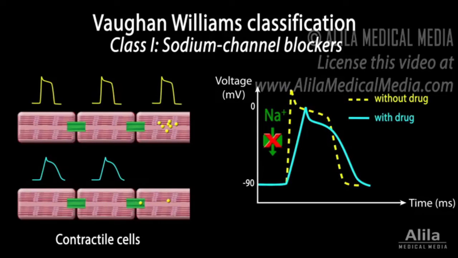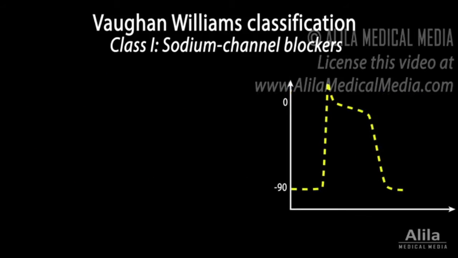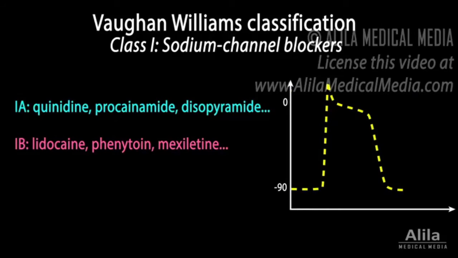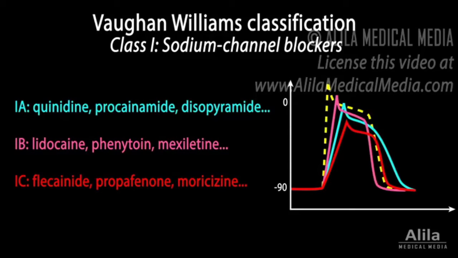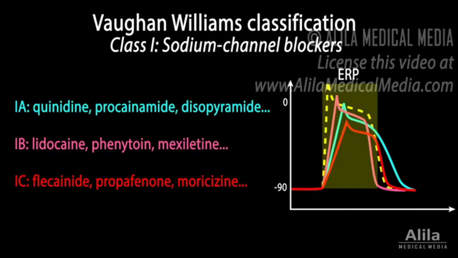This reduced conduction velocity helps to suppress formation of reentrant circuits, hence the use of these drugs for treating reentrant tachycardias. Class 1 agents are divided further into subclasses 1A, 1B, and 1C. These subclasses differ in the strength of sodium channel blockage and in their effect on the duration of action potentials and the effective refractory period, the ERP. While subclass 1C has no effect on ERP, 1A prolongs and 1B shortens ERP, respectively.